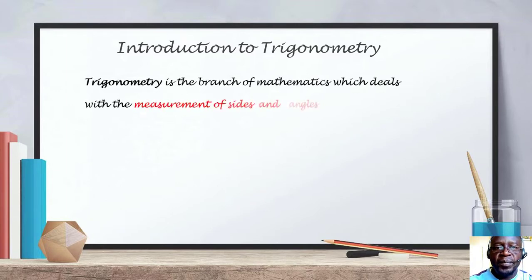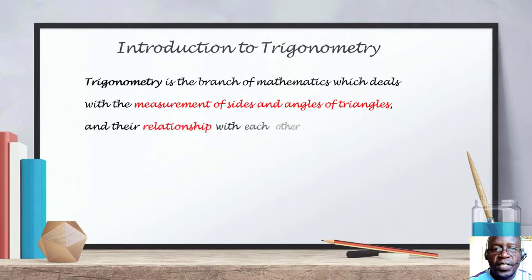Trigonometry is the branch of mathematics which deals with the measurement of sides and angles of triangles and their relationship with each other. I'll repeat. Trigonometry deals with triangles, and what we're interested in is the measurement of sides and angles and how these sides and angles are related with each other.